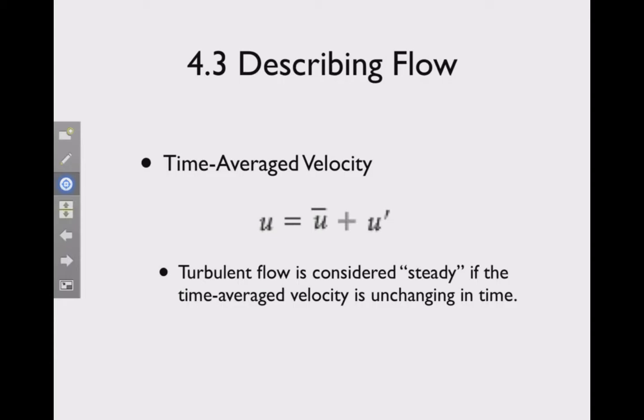Another concept that's described is the time average velocity. If you have turbulent flow, you can usually express the velocity. We're just looking at the x component here. You can usually express it as a time averaged component, which can be steady, plus basically a small perturbation or a turbulent part to that, a changing part to that. So turbulent flow can be considered quote unquote steady if the time average velocity is unchanging. And so this is a mathematical technique that's used to simplify dealing with turbulent flow.